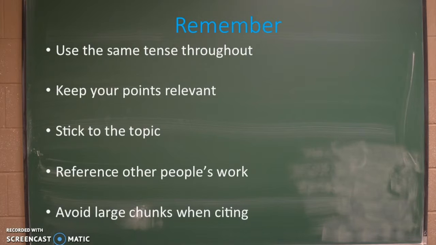And avoid using large chunks when citing. I would say stick to maybe a sentence at the max, half a sentence. Pick chunks of language rather than using entire sentences, 2, 3 sentences. It's too much. You can paraphrase and then put the author's name, and that should be absolutely fine.